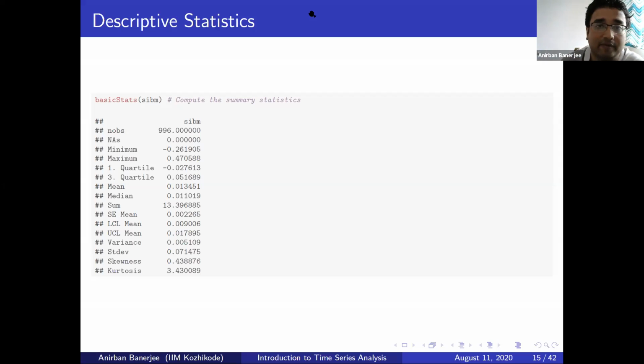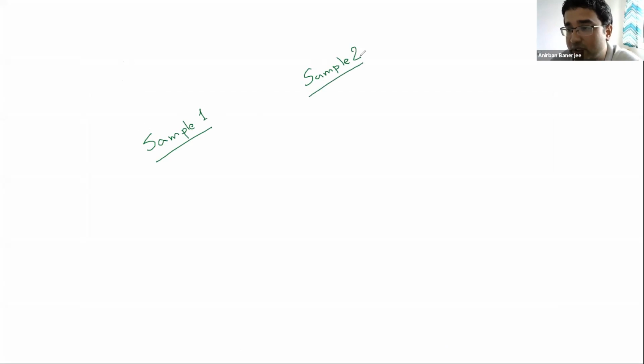Let me try to put what you're saying into some sort of figures. You're saying this is useful when you're talking about samples. So let's talk about sample 1 and sample 2. I'm spending some time here because these are concepts which should be clear to all of you, because this is going to be applicable everywhere, not just time series analysis.